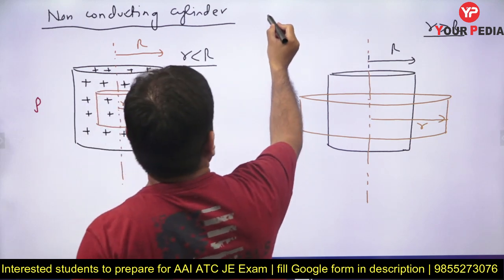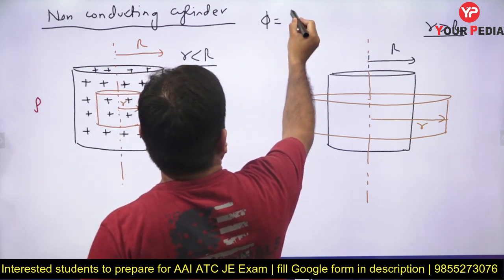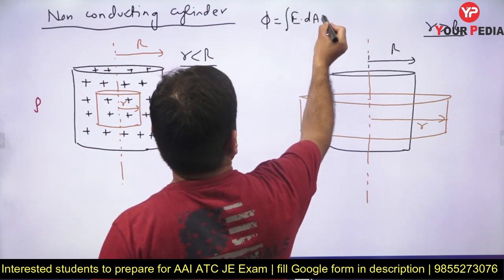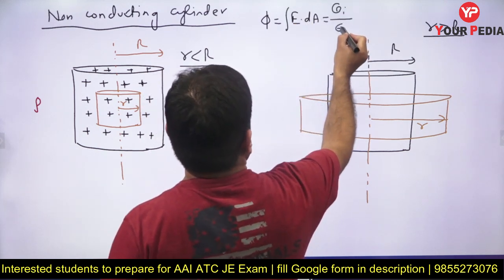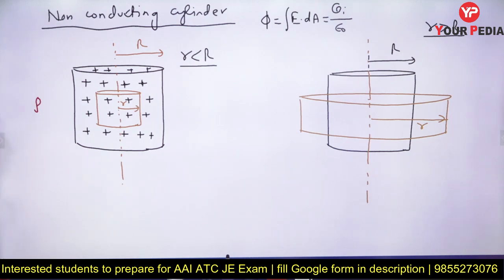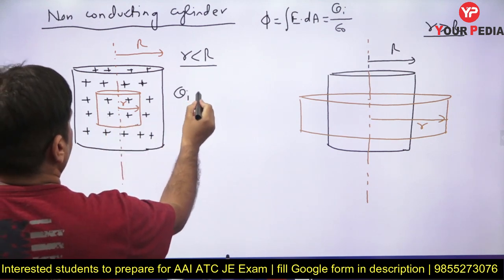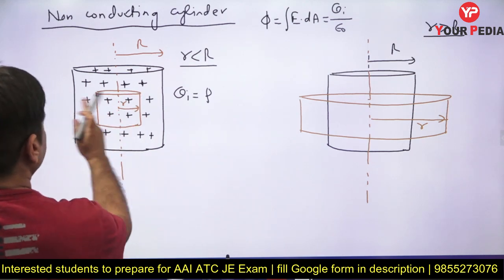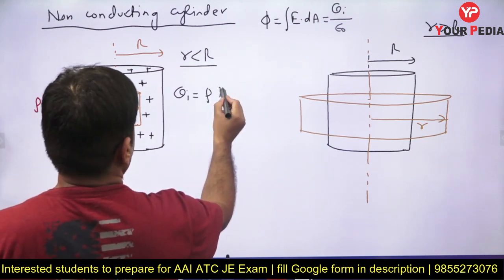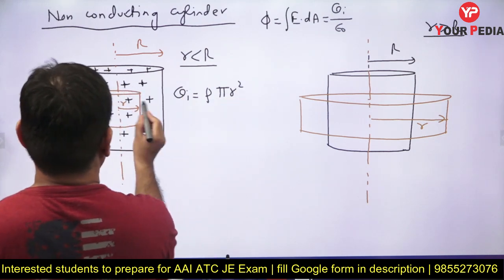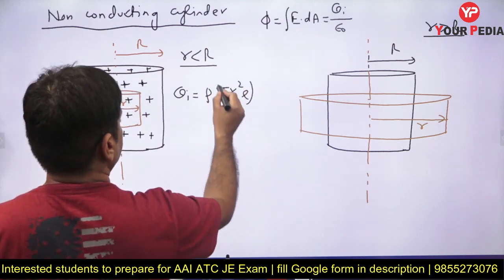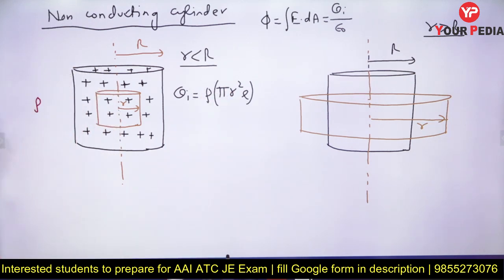And what is our typical formula? Electric flux, that is nothing but the integration of E dot dA equals inside charge over epsilon naught. That is the formula which we have got. Now, what is inside charge? In this particular case, Q inside is nothing but rho times the volume of this cylinder. The volume of this cylinder is pi r square, this is radius r, into L. Pi r square L is the volume, and hence this becomes the inside charge.